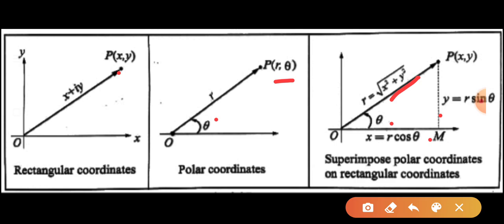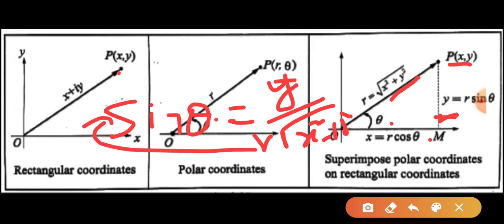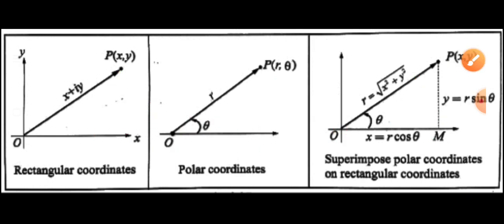How do you find x? Here OMP is a right angle triangle, with x comma y and theta. How do you find sin theta? Sin theta is equal to opposite side by hypotenuse. The opposite side is y, and the hypotenuse is the square root of x square plus y square, or r. So y is equal to r into sin theta.